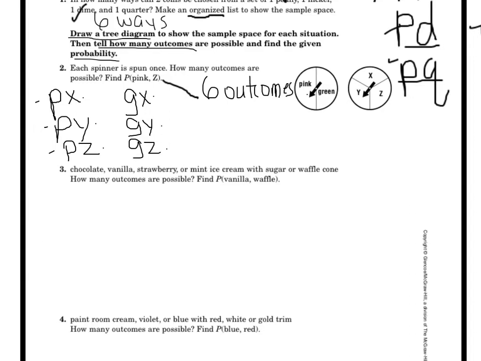And what's the probability of it landing on pink and Z? How many of these outcomes has pink and Z? Only one. So that's 1 out of, and now count all of your outcomes that you had. 1, 2, 3, 4, 5, 6. There that is. Okay, number 3.